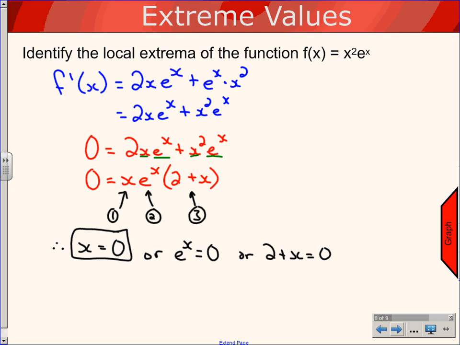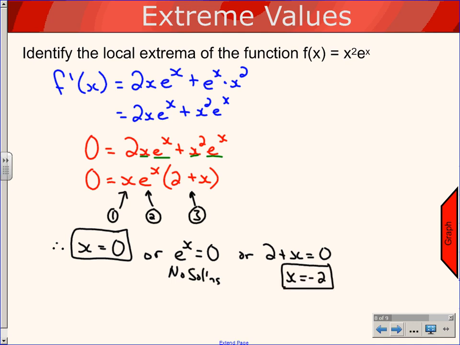What about the second one though? E to the x equals 0. E to the x is an exponential function, right? And we've looked at exponential functions a fair bit. We know that they have asymptotes, right? It's going to approach the x-axis but never get there. So this one we can't solve for x. There's no solutions there. So it's a candidate, it had a possibility, but as it turns out, e to the x will never be 0, no matter what we pick for x. And the last one's not too bad either. We get x equals minus 2.